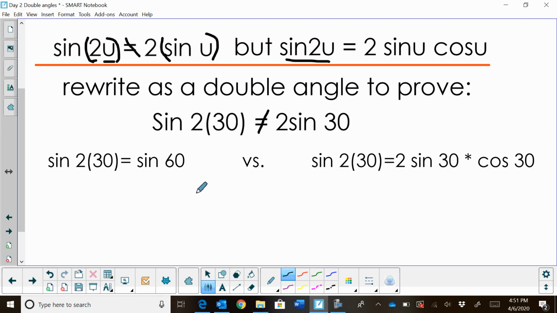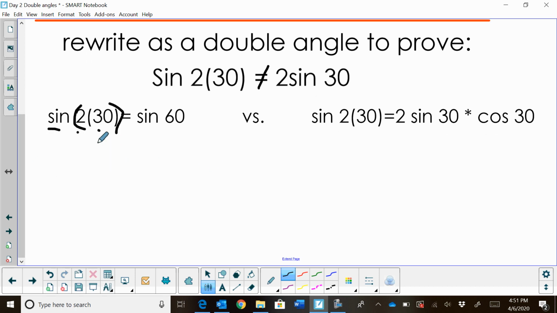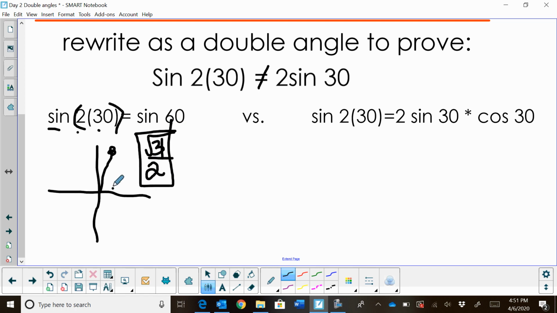So first we're going to take one that we know. We're going to use 60 as our example. We know that the sine of 2 times 30, well, 2 times 30, that's the angle 60. Well, what's the sine of 60? You have to think about your unit circle. So let's think about the xy axis, and the sine of 60 is right here. And we know the sine of 60 is the y coordinate, which is the square root of 3 over 2. It is the height in this position of your 30, 60, 90.